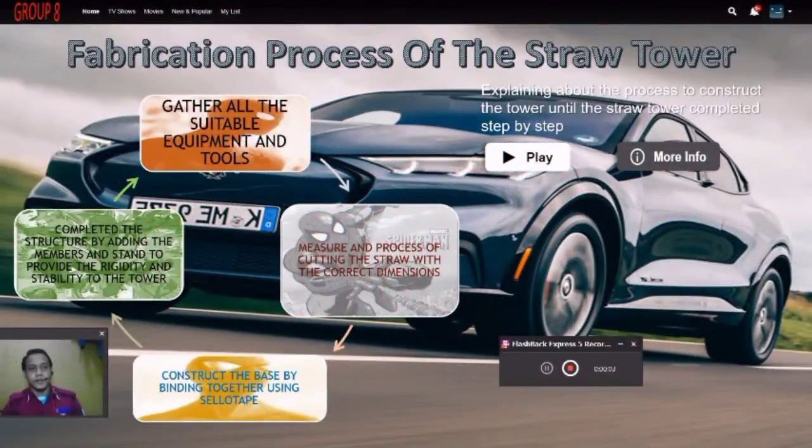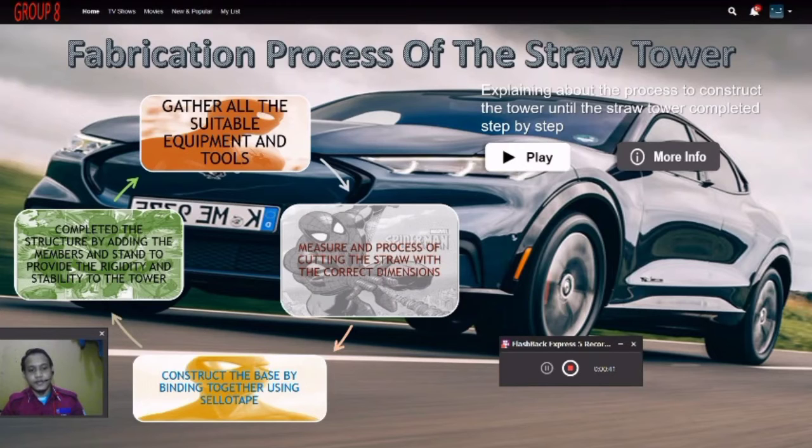Okay, the next subtopic is the fabrication process of the straw tower. I will explain the process to construct the tower until the straw tower is complete, step by step. First of all, we gather all the suitable equipment and tools, such as scissors, sellotape, and straw. The second step is we measure the straw with suitable measurement, and we cut the straw to the correct dimensions.